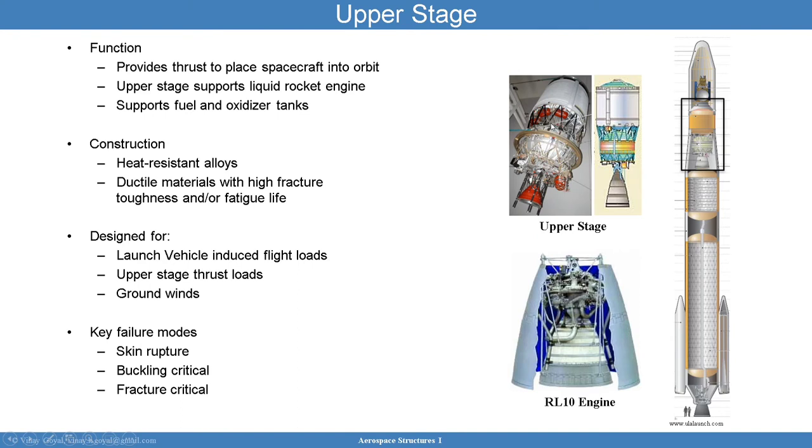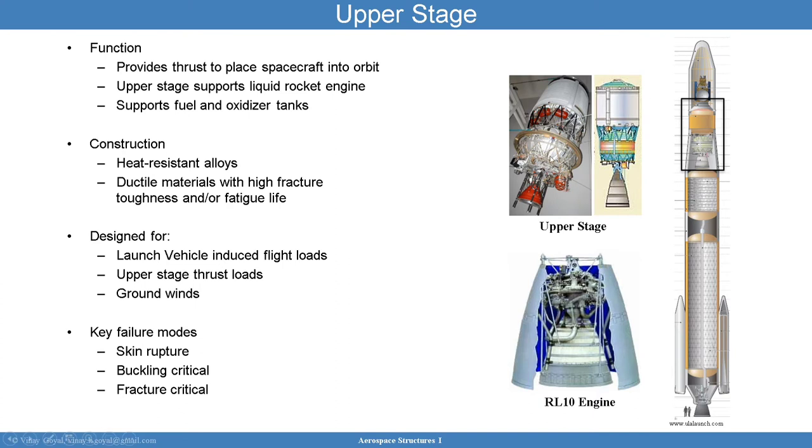The construction is heat-resistant alloys, ductile materials with high fracture toughness and fatigue life. They're designed for launch vehicle-induced flight loads and the upper stage thrust loads. So up here, you have to design it for thrust loads and ground winds. The key failure modes are skin rupture, buckling criticality, and fracture critical.